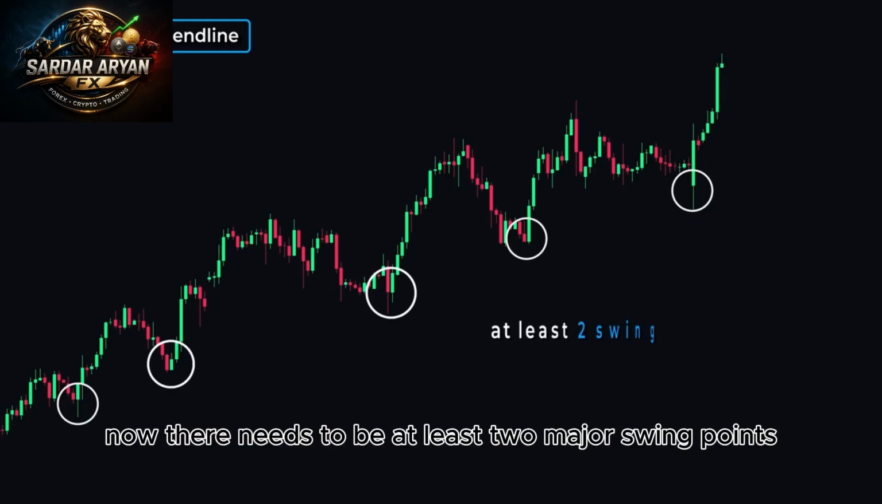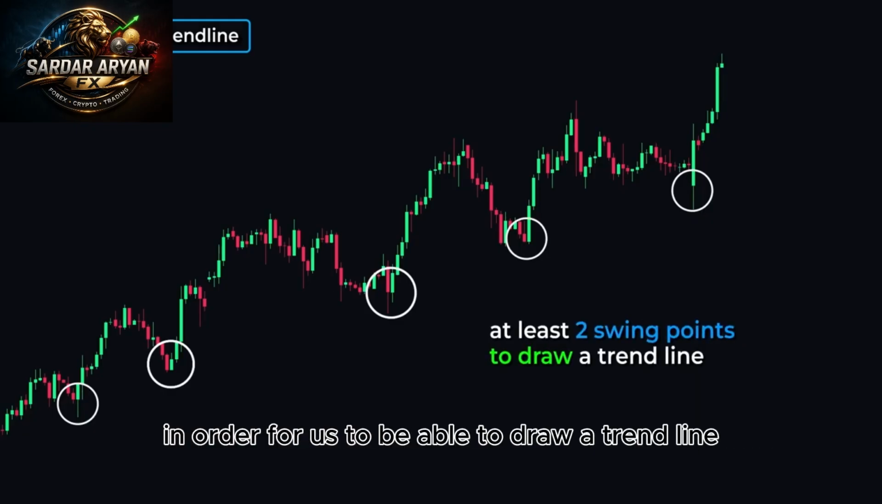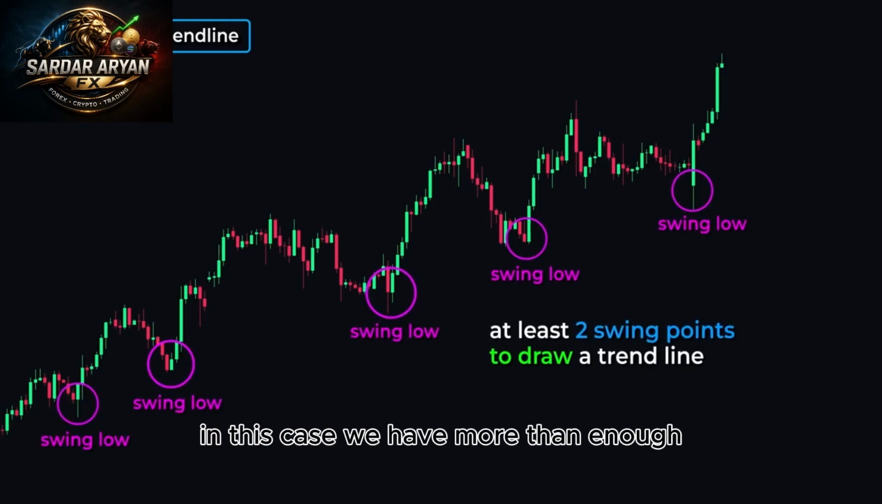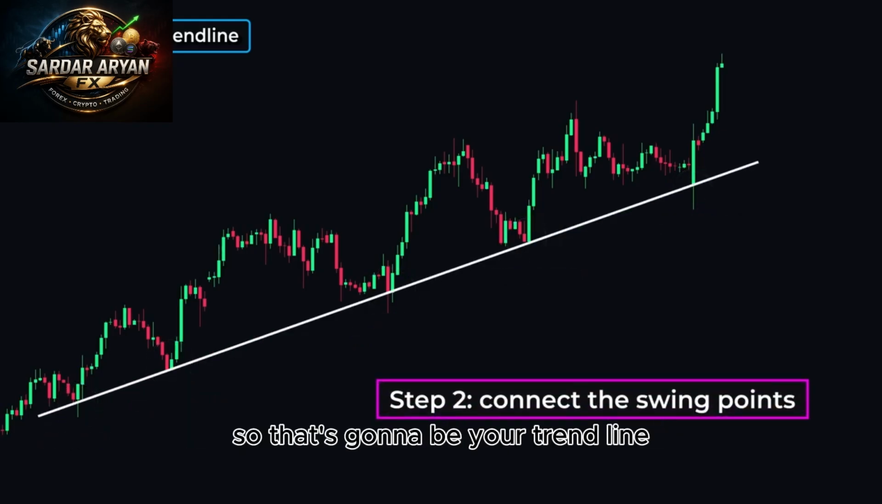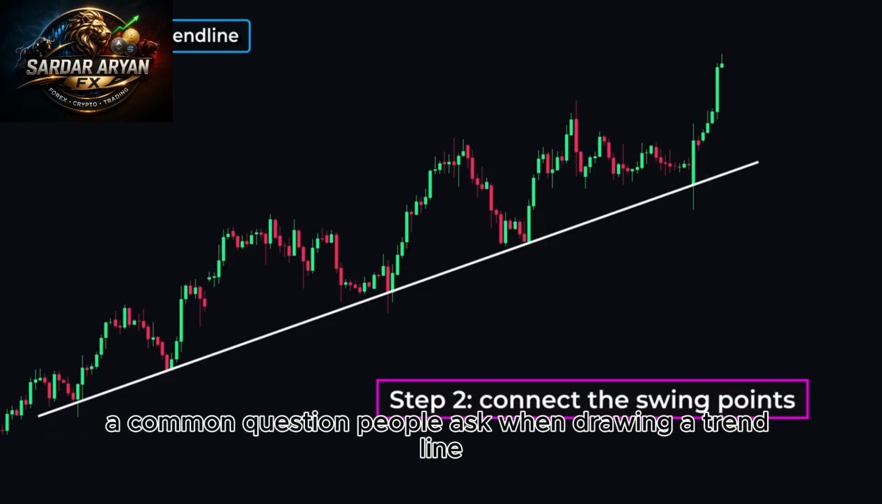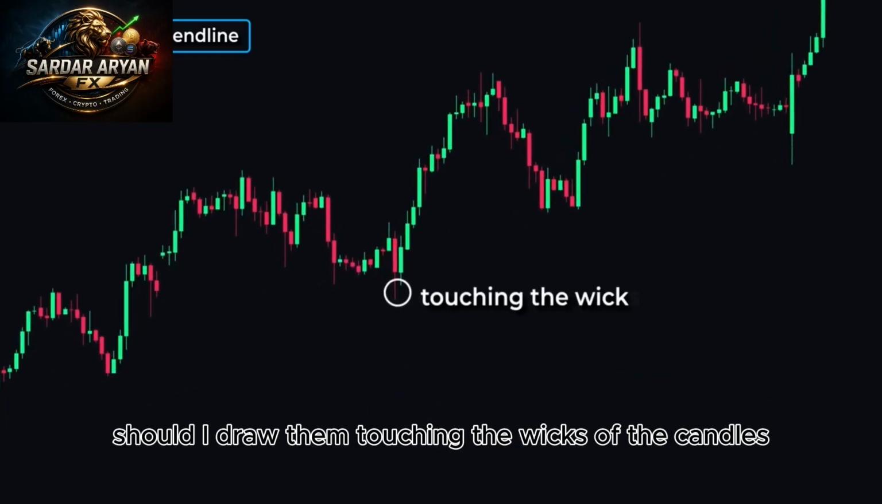Now, there needs to be at least two major swing points in order for us to be able to draw a trend line. In this case, we have more than enough. So, once you've identified them, simply draw a straight line connecting them. So that's going to be your trend line. Now, a common question people ask when drawing a trend line is, should I draw them touching the wicks of the candles?